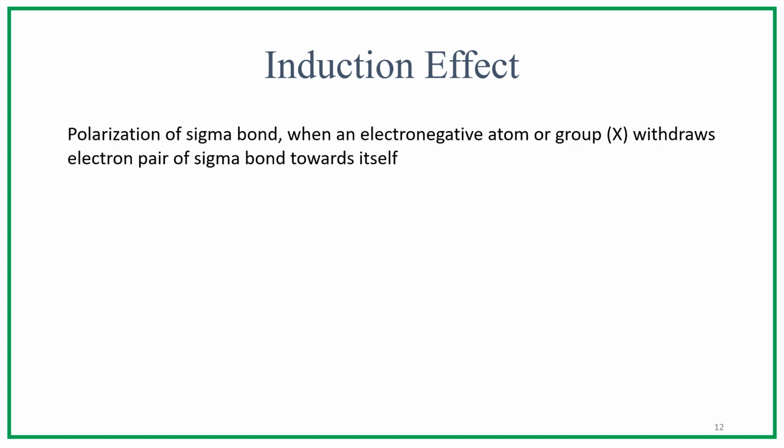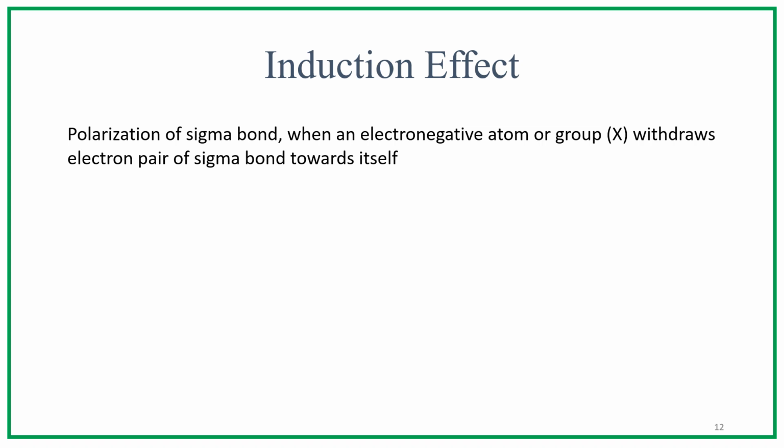And next, two things we should know: effect on chemical reactions. One is induction effect. What is this induction effect? It's a polarization of sigma bonds. As you know, there are two types of bonds. One is sigma and another one is pi. So therefore, polarization of sigma bonds when an electronegative atom or group withdraws electron pair of sigma bonds toward itself.